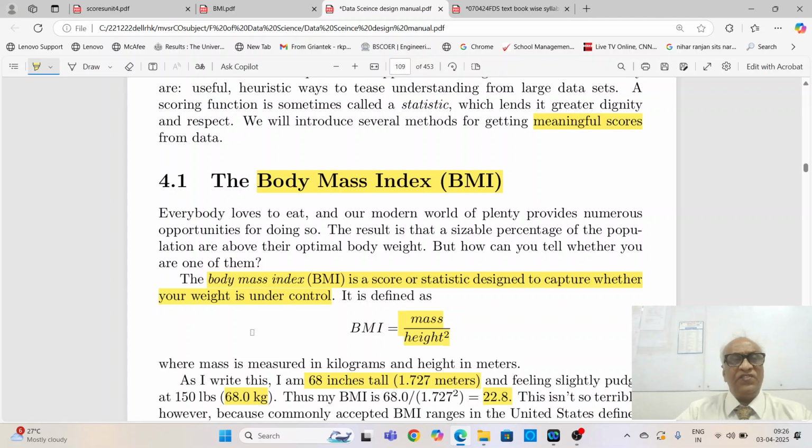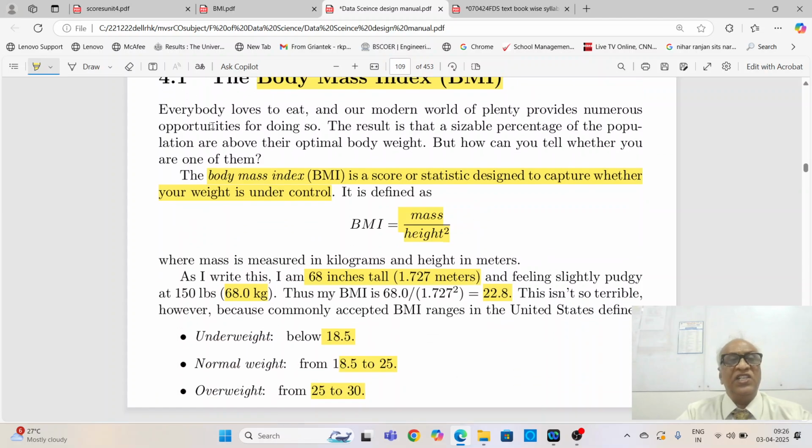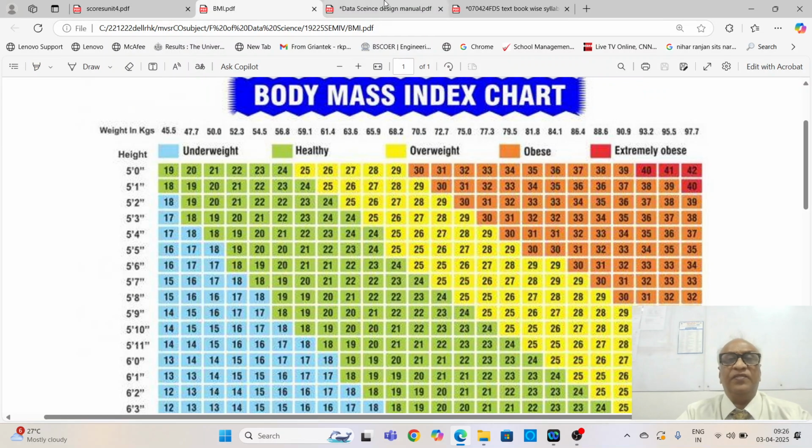Basically, body mass index, we have just seen that it is used to check obesity, to check whether I am overweight or not, and this is the formula for that. BMI is equal to mass upon height square. We have taken the example for that here.